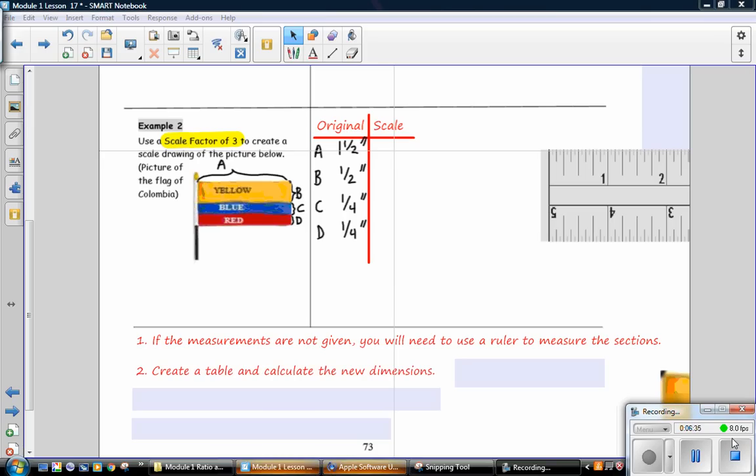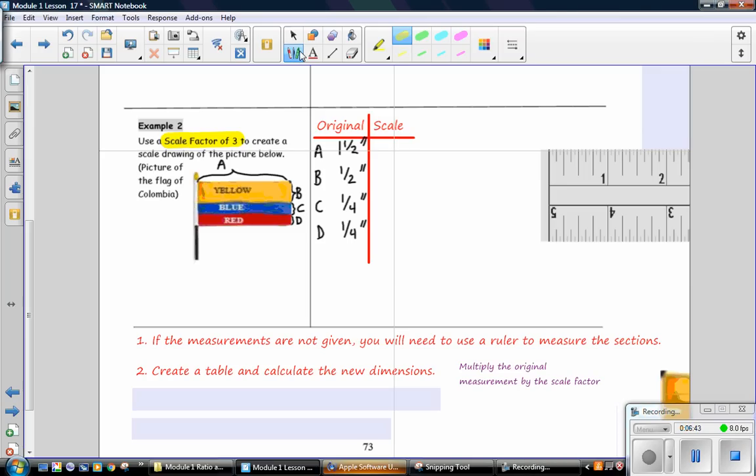We have created a table, and now we're going to calculate the new dimensions. To calculate the new dimensions, you multiply the original measurement by the scale factor. So remember that this was your x column. This is your x column, and this is your y column, or your y value. And when you're going from x to y, you're multiplying by the unit rate. And our unit rate, or scale factor, in this case is 3.